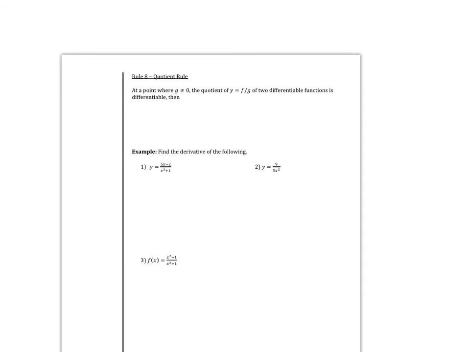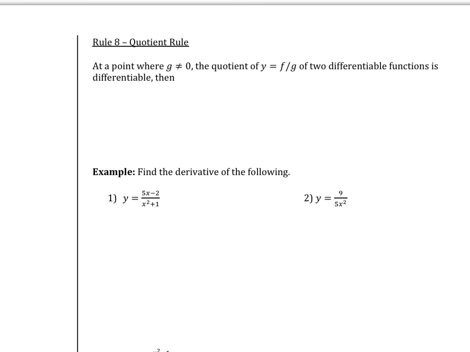All right, rule number 8 is the quotient rule. Quotient rule is when two functions are in quotient to each other. That means you have a function divided by a function. The previous one was product. Product means multiply. Now we're doing quotient.